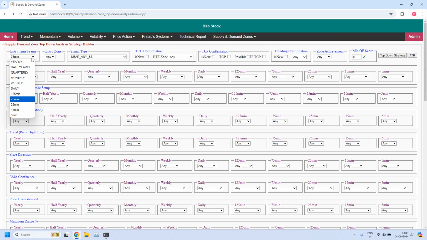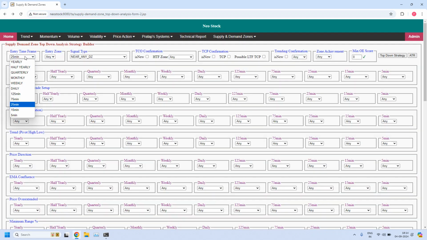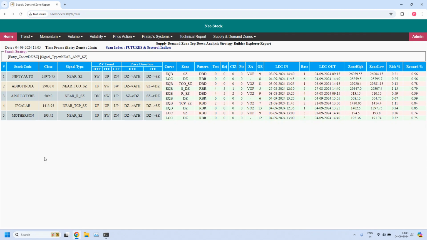Okay, the next time frame is 25 minutes. Let us find the stocks near 25 minutes demand zone. 4 stocks are filtered. Next, for 25 minutes time frame, let us find the stocks near 25 minutes supply zone. 5 stocks are filtered.